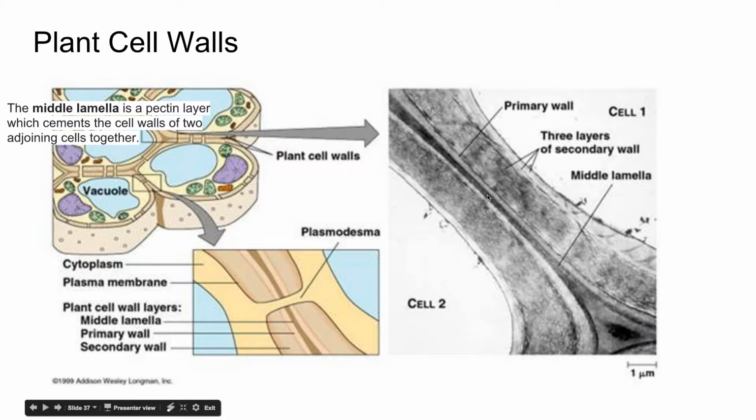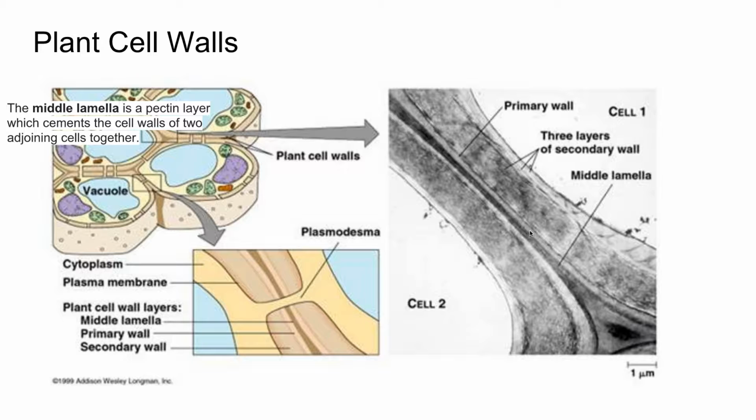Last thing is this middle lamella right here. It occurs between two adjacent cells, or cells that are right next to each other. And this acts to hold plant cells together. A lot of times, this middle lamella will be pretty rich in a certain carbohydrate called pectin.